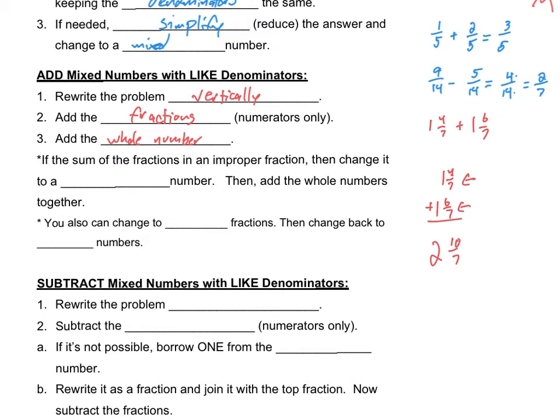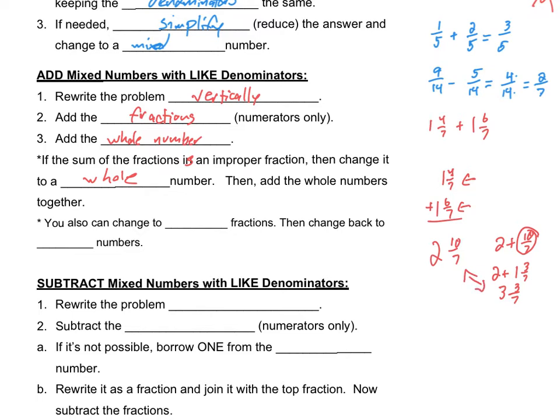All right, this point's important. Our answer is not 2 and 10/7. If the sum of the fractions is an improper fraction, then change it to a mixed number, then add the whole numbers together. So we have 2 and 10/7, which is the same as 2 plus 10/7. Well, 10/7 we know is an improper fraction. 7 goes into 10 one time with a remainder of 3. So we're going to do 2 plus 1 3/7, which is 3 3/7. 2 and 10/7 is the same as 3 3/7.